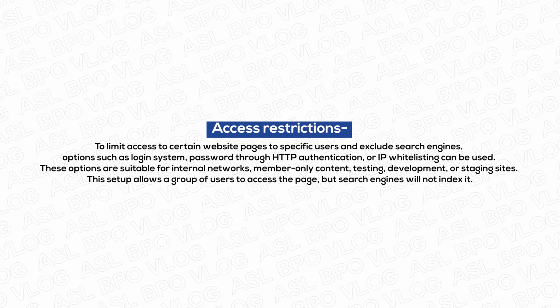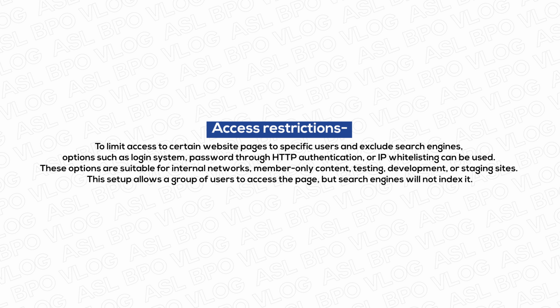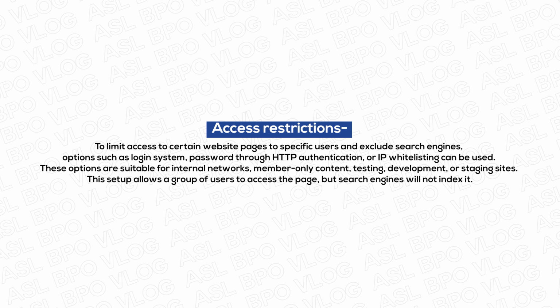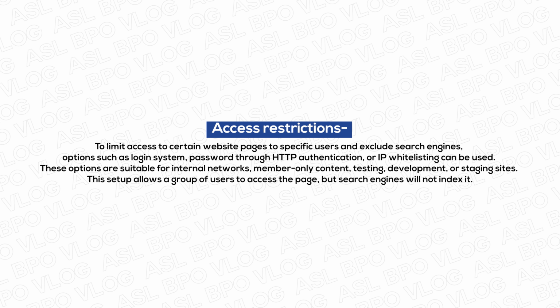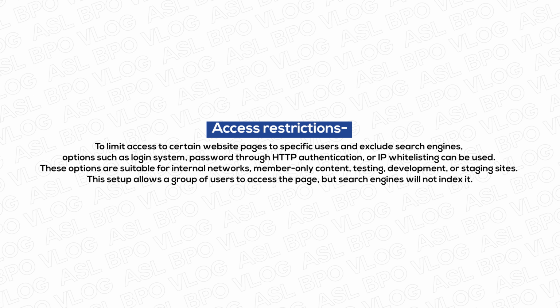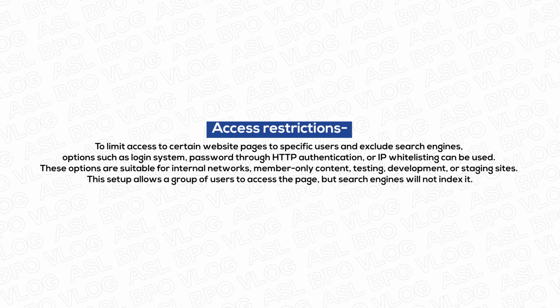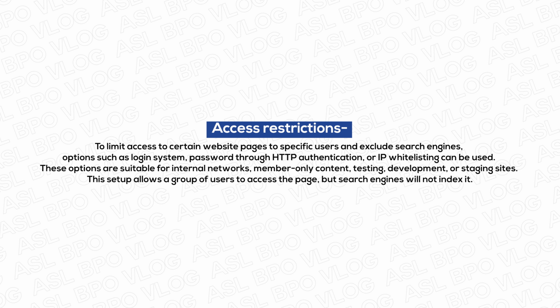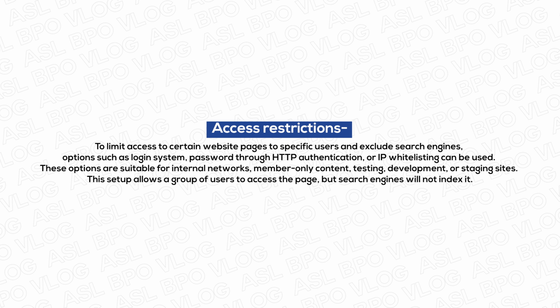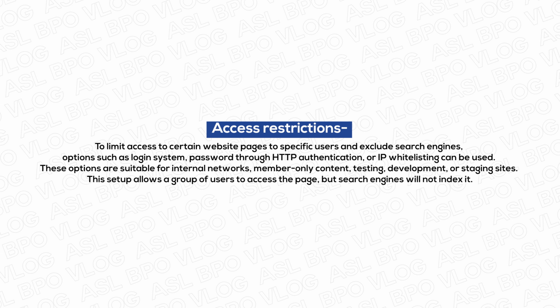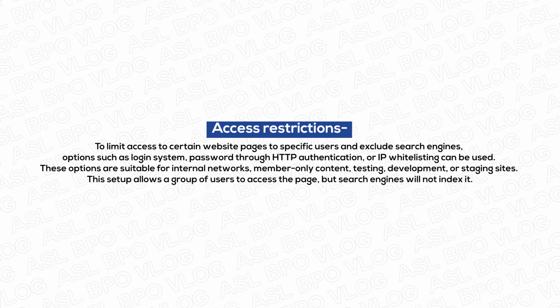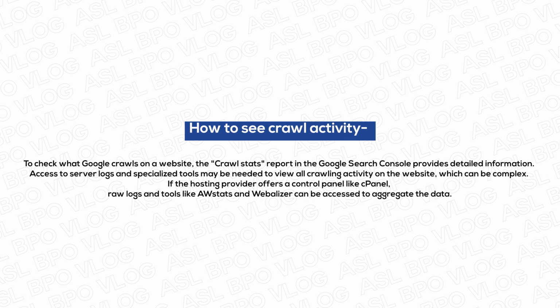Access restrictions. To limit access to certain website pages to specific users and exclude search engines, options such as login systems, password protection through HTTP authentication, or IP whitelisting can be used. These options are suitable for internal networks, member-only content, testing, development, or staging sites. This setup allows a group of users to access the page, but search engines will not index it. How to see crawl activity?